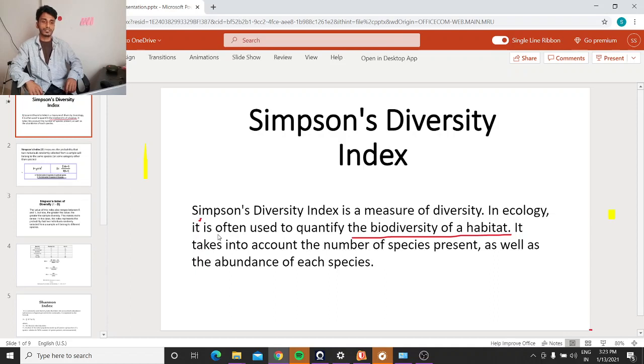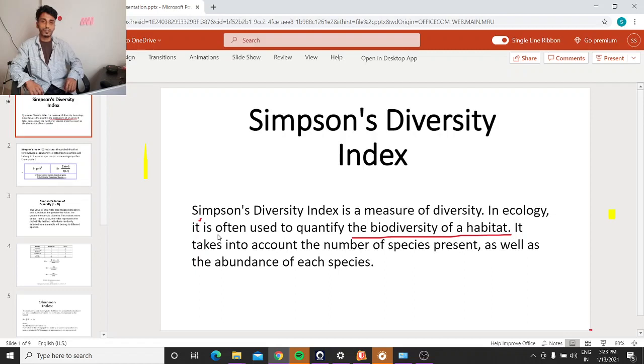So let's start with Simpson's diversity index. Simpson's diversity index is a measure of diversity. In ecology, it is often used to quantify the biodiversity of a habitat. It takes into account the number of species present as well as the abundance of each species.